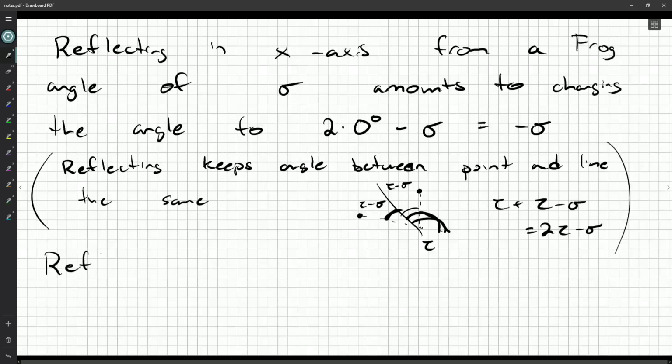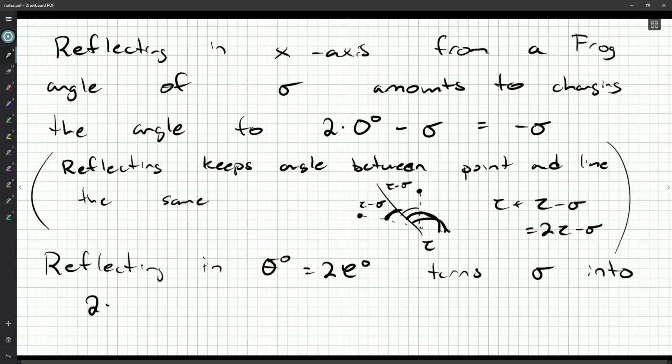And reflecting in the other line, the theta or the 2 phi line, turns sigma into 2 times 2 phi minus sigma, which is 4 phi minus sigma. Okay, so we go to minus sigma or 4 phi minus sigma. And there we go. So I guess that would be 2 theta minus sigma as well. And the numbers might be smaller there.